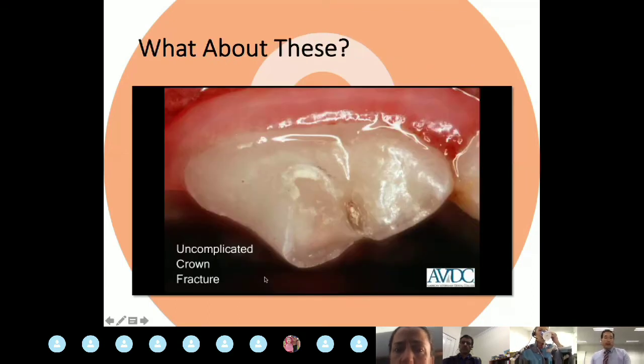So what about these guys? What about these uncomplicated crown fractures? How do these cause inflammation and potential discomfort? So the first thing I'd like you to do is make sure that you can confirm that this is truly an uncomplicated crown fracture. And the easiest way to do that is to use an endodontic explorer or your shepherd's hook.